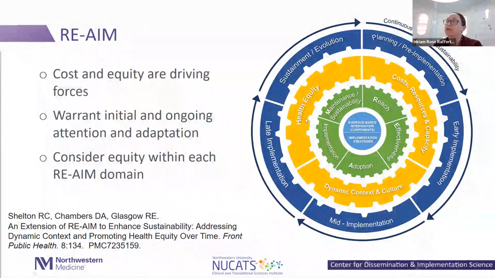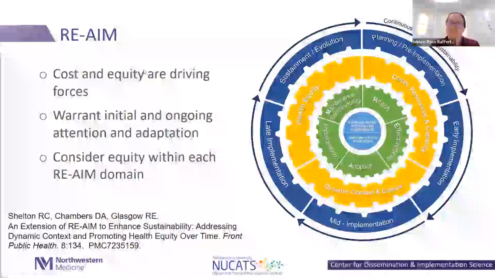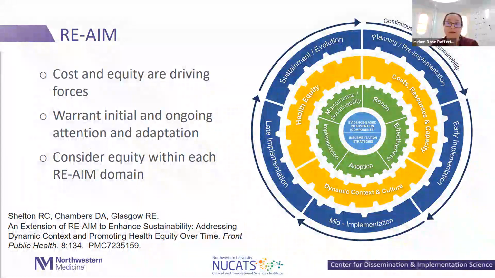And what you see here is I put health equity in the yellow section, which means that it's really driving, along with costs and the context being so dynamic, how we view our outcomes, and that sustainability needs to be something that we're thinking about continuously. So cost and equity are driving forces of anything that we're implementing. Equity specifically requires initial attention and also ongoing attention and adaptations. So it's just something that you should never not think about, and you can think about equity within each one of the RE-AIM domains.